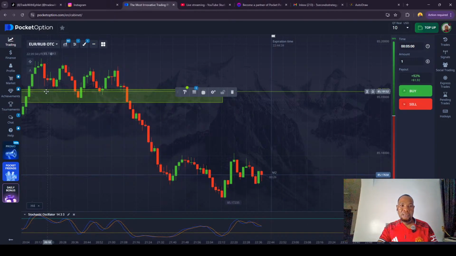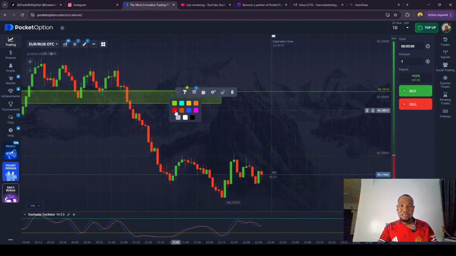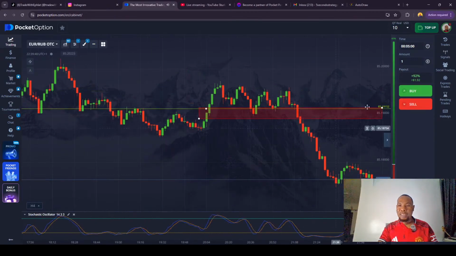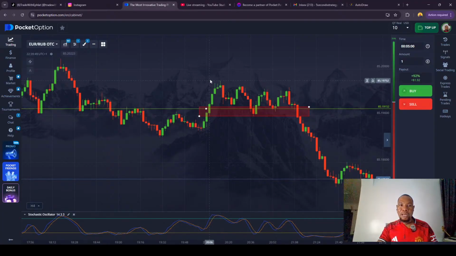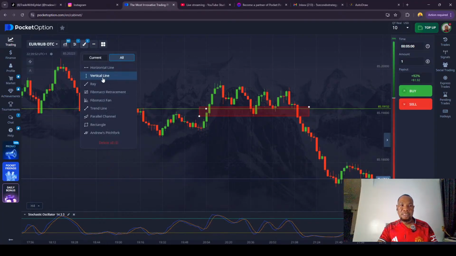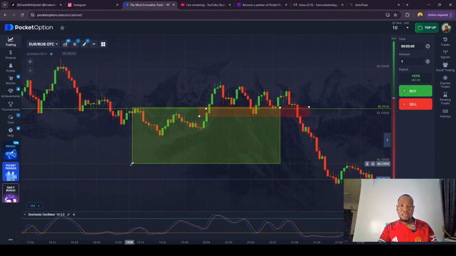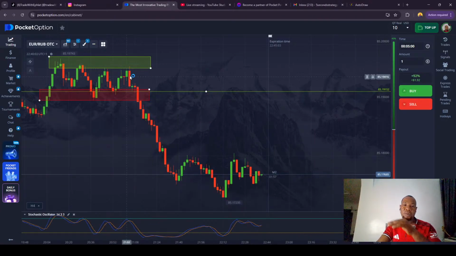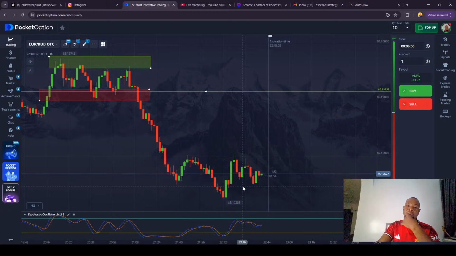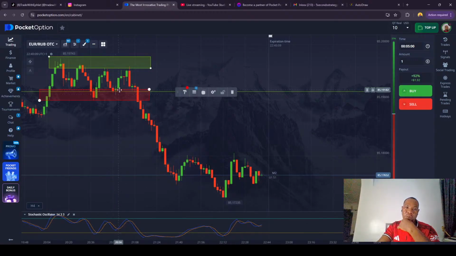So this area, I'm going to paint it red. This area at this point in the chart can be classified as the support area, while this area at the top can be classified as the resistance area. So those are the only areas that we need to take note of when using this strategy. And you also need to take note of trend. So I've talked about support, resistance, and trend.